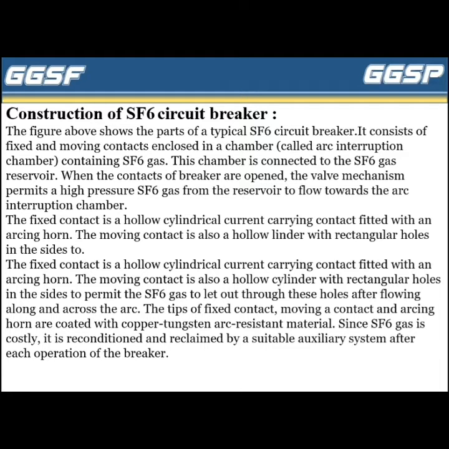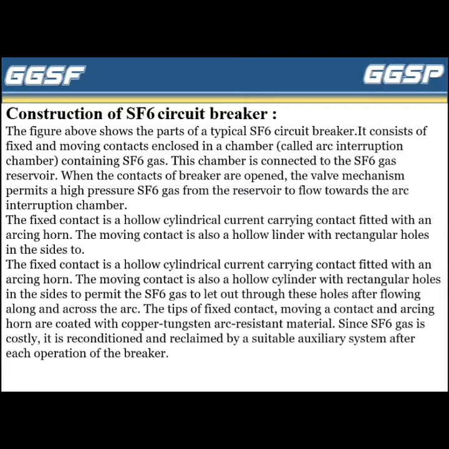Construction of SF6 circuit breaker. The figure above shows the parts of a typical SF6 circuit breaker. It consists of a fixed and a moving contact enclosed in a chamber containing SF6 gas. This chamber is connected to SF6 gas reservoirs. When the contacts of the breaker are open, the valve mechanism permits high pressure SF6 gas from the reservoir to flow towards the arc interruption chamber.